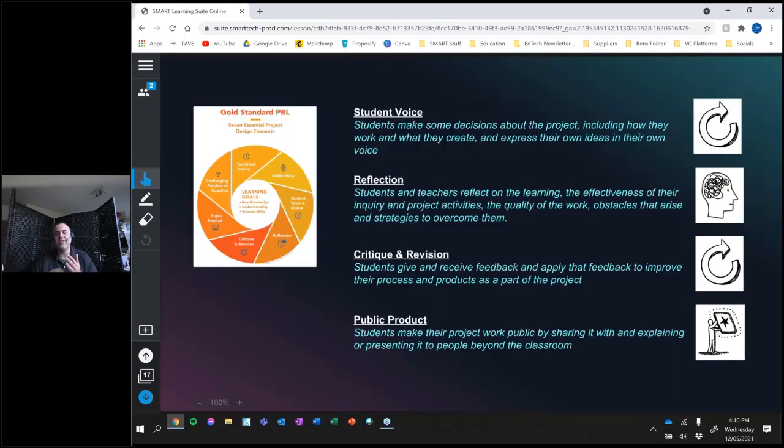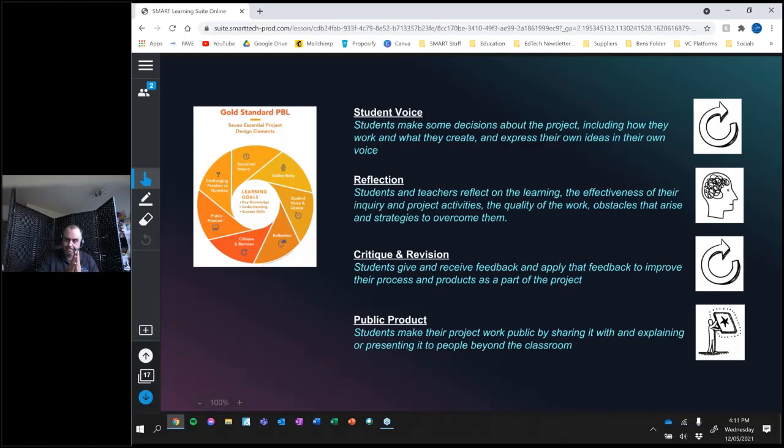Student voice is also very important in PBL. You want to allow students to make some decisions about the project. So you want them to include how they work and what they create, how they express their own ideas and their own voice. So once you've got your topic and your question and you know it's authentic, then give students some choice as to how they present it. Are they going to go down the traditional presentation, where they just present in a PowerPoint stand-up or in a webinar like I'm doing, or are they going to do something a little bit more creative? So allow them to have that voice and have that drive.